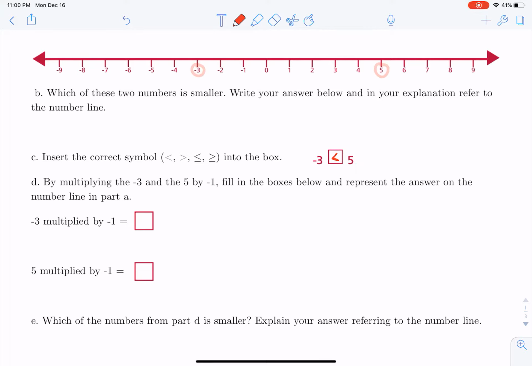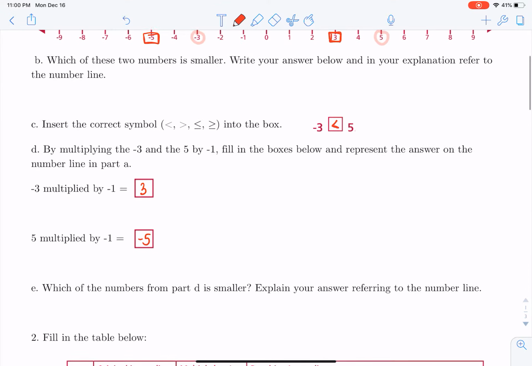So moving on to D, by multiplying the -3 and 5 by -1, fill in the boxes below and represent the answer on the number line in part A. So -3 times -1 is going to be +3. I'll come up here and put a box around that. And 5 times -1 is going to be -5. And I'll come over here and put a box around that.